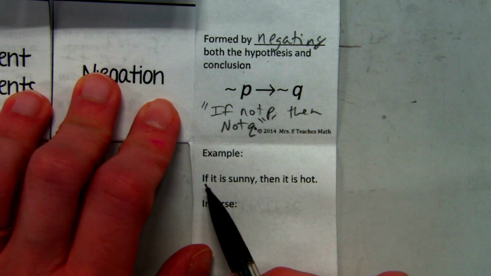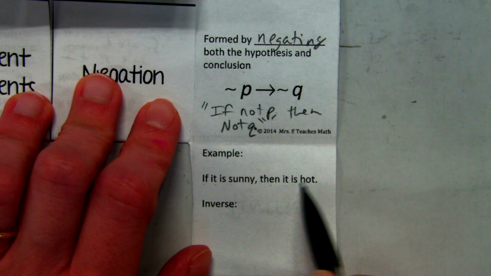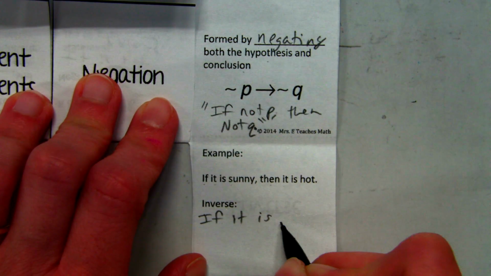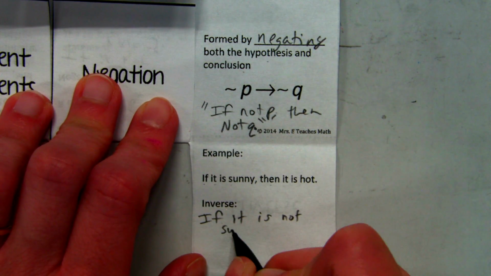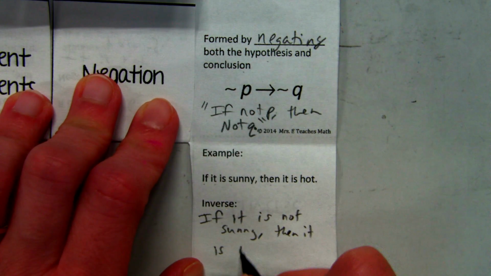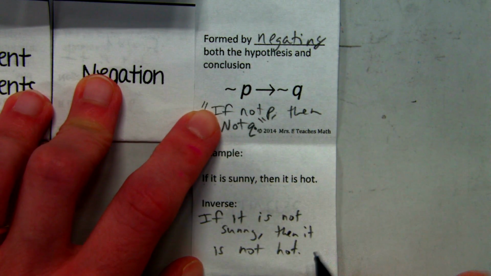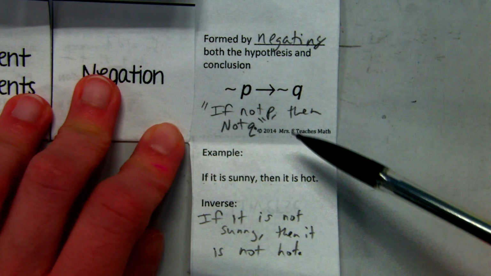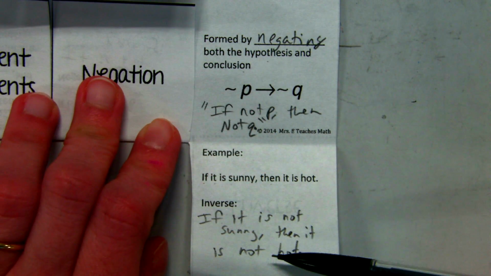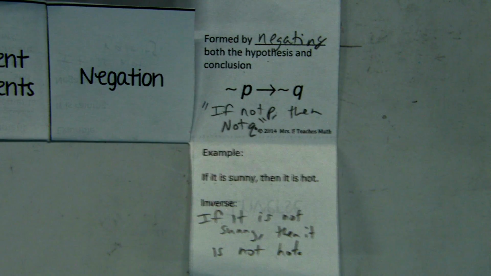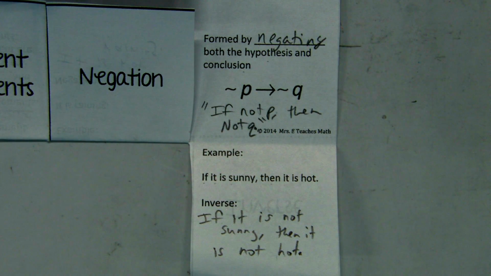So our example says, if it is sunny, then it is hot. We'll put, if it is not sunny, then it is not hot, which is not necessarily true. It might be, but it might not be. Okay, so we're going to glue that to the top of one of our pages.